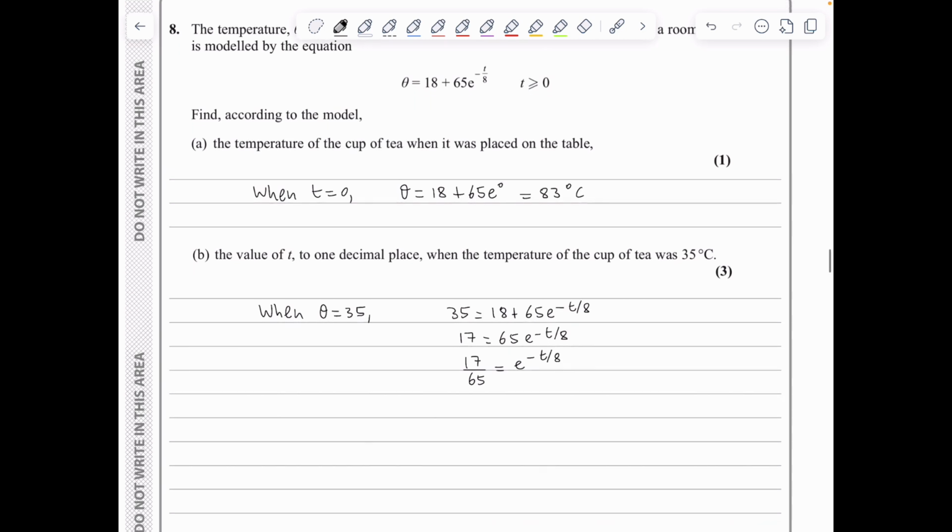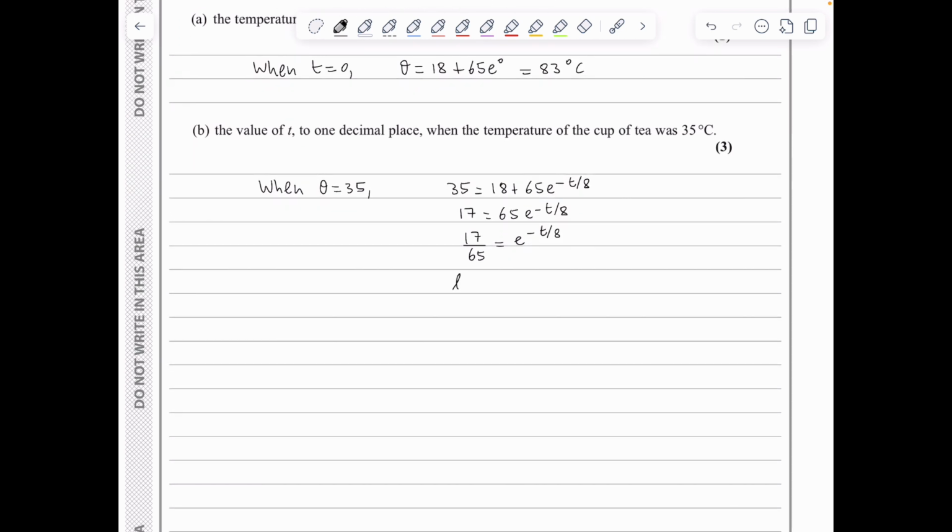over 8. I will take a ln of both sides, so we've got a ln of 17 over 65 being equal to minus t over 8, and I will multiply by 8 to get 8 ln of 17 over 65 being negative t. I'll multiply both sides by negative 1, arriving at negative 8 ln of 17 over 65 is equal to t, which gives an answer for t of 10.7 minutes, which is the time taken for the temperature to drop to 35 degrees Celsius.